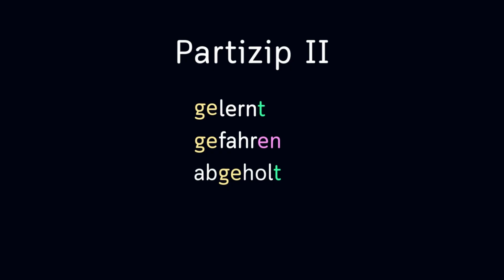Now, what about verbs with inseparable prefixes? If the prefix is not separable, we skip ge entirely. Therefore, verkaufen, to sell, in Partizip II is verkauft, no ge. We also skip ge with verbs ending in ieren. These verbs are also regular, meaning they end in t. So studieren becomes studiert. No ge, always t. Also, some prefixes can be separable or inseparable depending on the meaning. You will learn these over time.